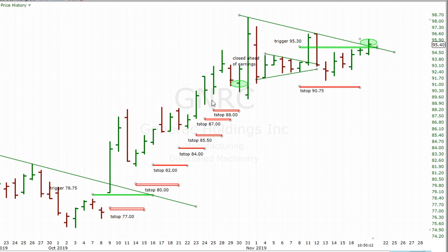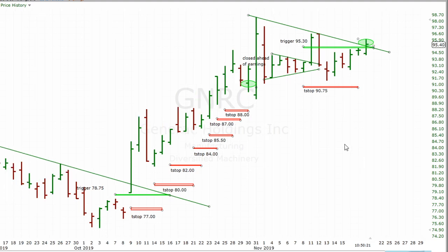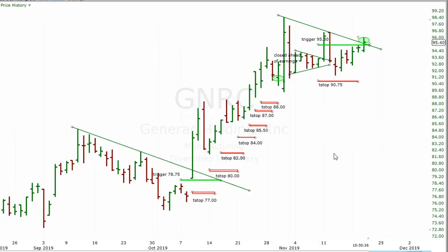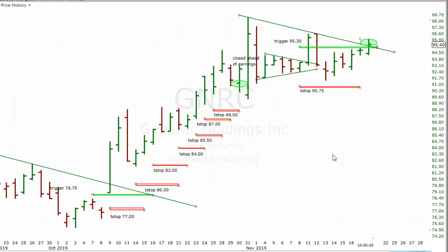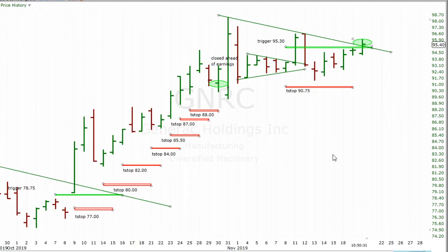By the way, Generac makes generators. I'm pretty sure everybody's familiar with what this company does. I believe a lot of this run up here was due to the California wildfires. People were rushing to buy generators because PG&E was shutting off power to millions of people, and if your power is going to get shut off, then you want a generator, right? So there you go. Anyway, everything looking pretty good here.